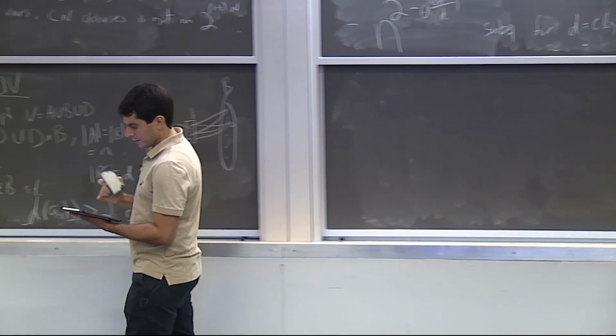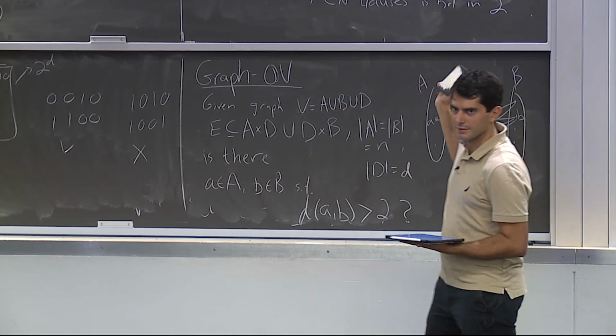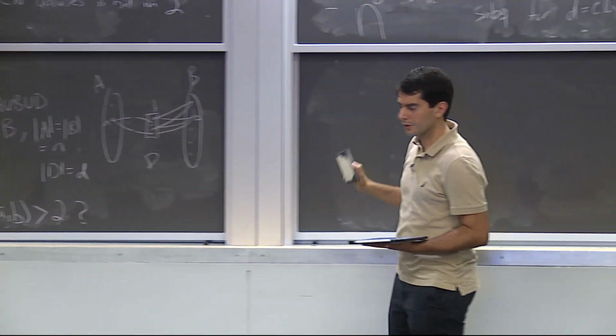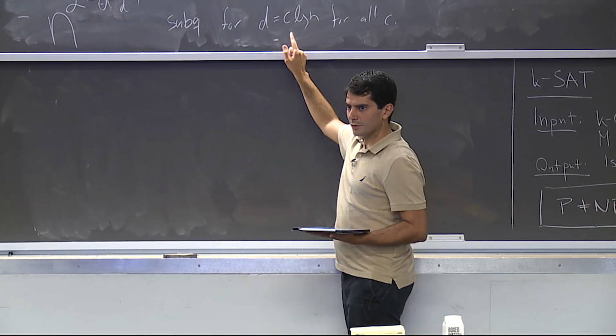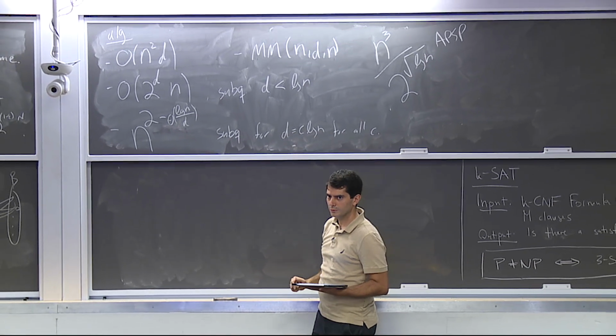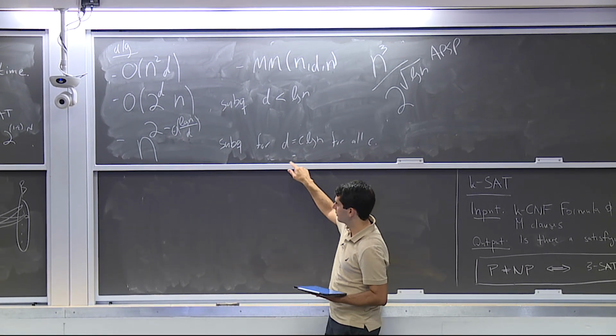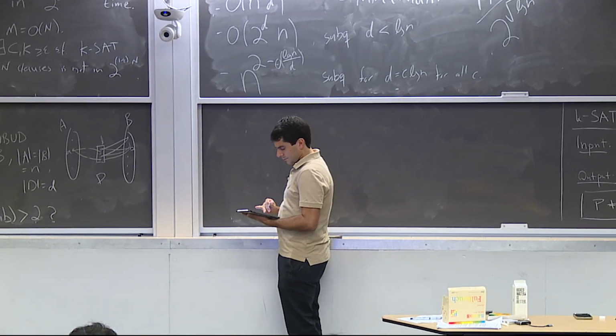And now to the main theorem. SETH implies that this is tight. There's no subquadratic algorithm if the dimension is a bit larger than C log n. So it's a very tight lower bound here. So let me.